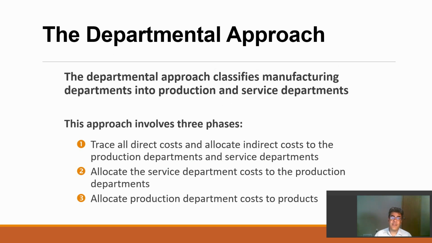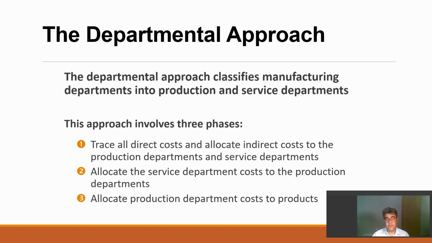We classify manufacturing departments into production and service departments. This approach involves three phases. We will be working with two. Number one, trace all direct costs and allocate indirect costs to the production departments and service departments. Phase two, allocate the service department costs to the production departments. And number three, allocate production department costs to products. It is the same as any other job costing method, so we will not be working with that.